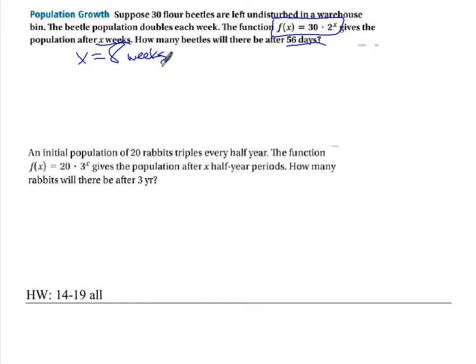Okay, so now I know how many weeks we're talking about here. I'm going to leave those beetles alone in my warehouse with all of my flour for 8 weeks. It's like a game I'm playing. I'm going to go see how many beetles I have. And then probably be sad.